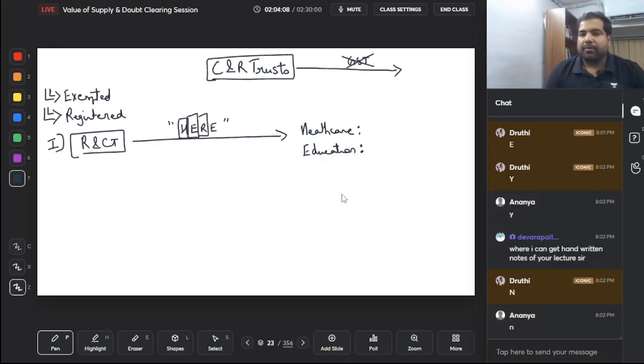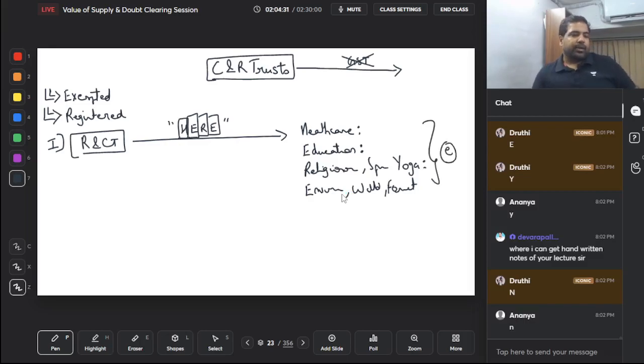Next, R. If these trusts give services in the nature of religion, spirituality and yoga, for example, they organize a yoga camp, then will that be exempt? Yes. And last, E. If they give services in the nature of environment, wildlife and forestry, then in all these cases, will it be exempt? Yes, it will be exempt.